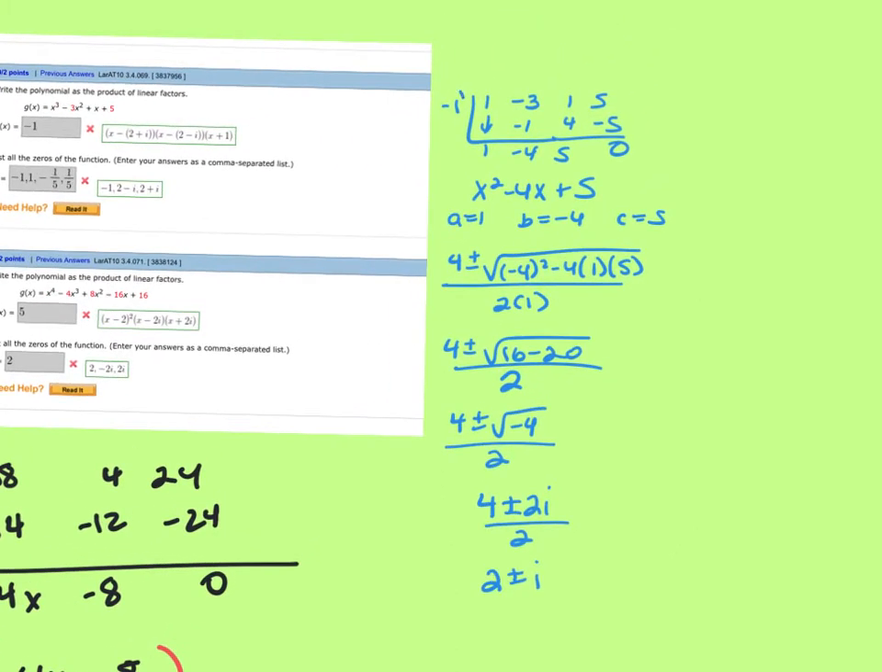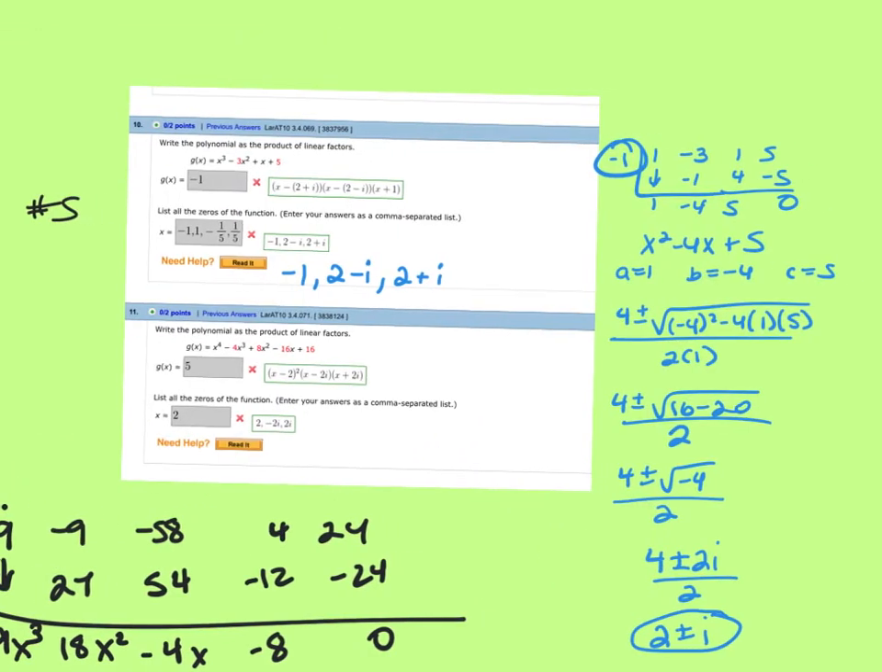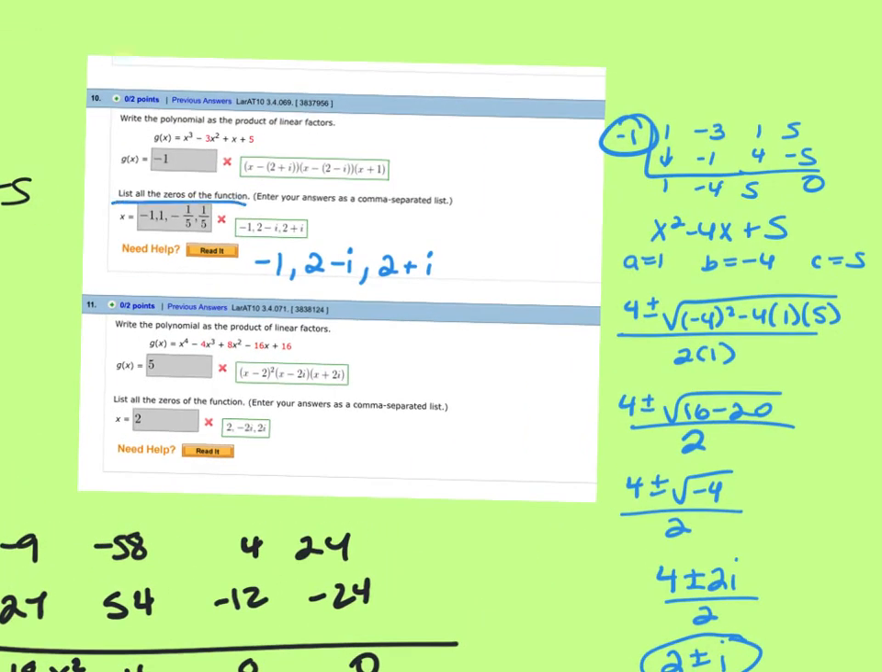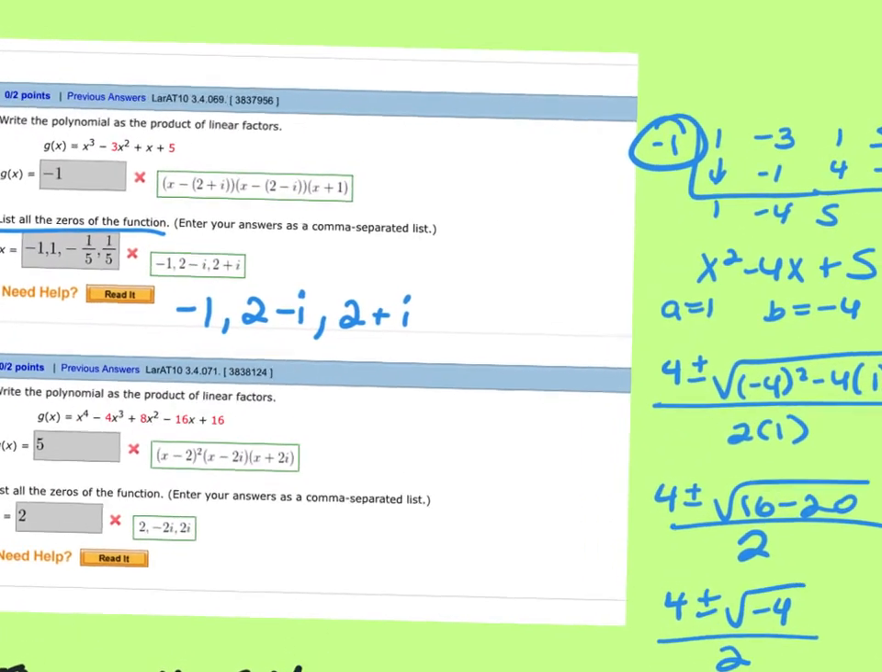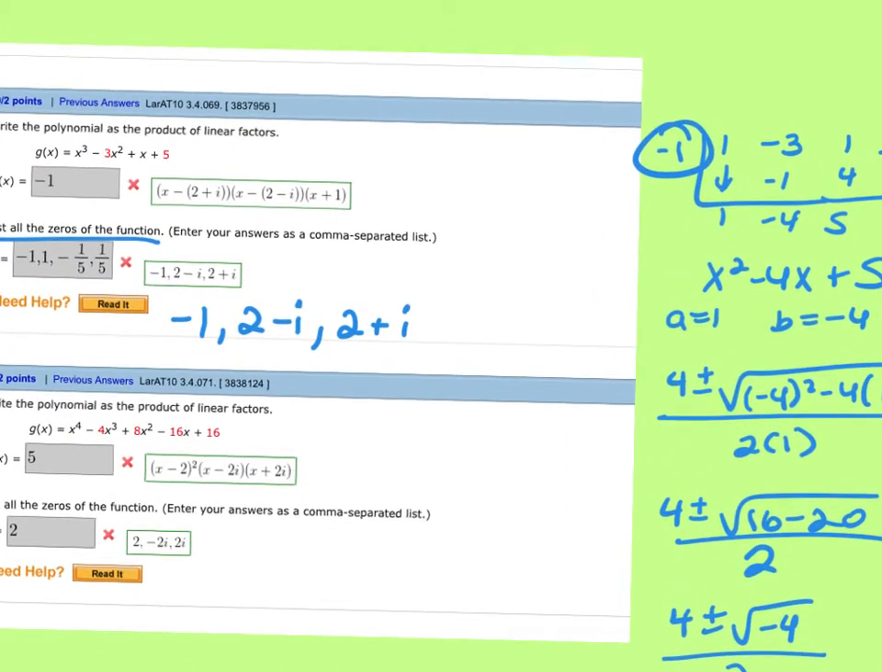So the first root that worked was the negative 1, and then the other two are imaginary, but they're still part of my roots. So the answer would have been negative 1, 2 minus i, 2 plus i for the second question, which said list all the zeros. And then for the first question, remember we do x minus before each of these. So x minus a negative 1, x minus 2 minus i, and x minus 2 plus i.